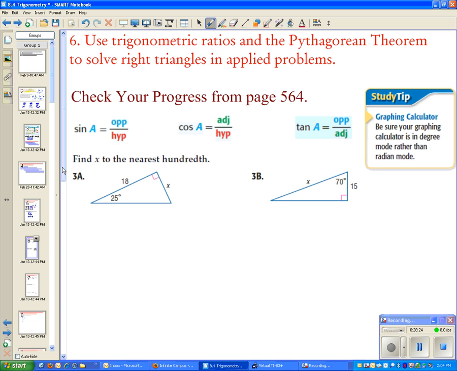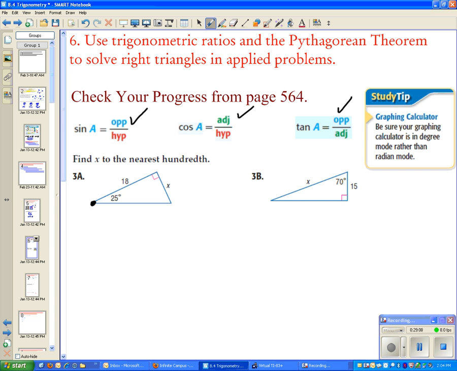We need to know the length of one side and the measure of one acute angle. And if we know those two things, we're in business. So on 3A, we know the length of one side, we know the measure of one of the acute angles, we're in business. Here's how we're in business. If I'm going to find x, don't we almost always need to come up with an equation involving x? Okay? So that's what we're going to do. And how are we going to get an equation involving x? We're either going to use the definition of the sine of an angle, or the definition of cosine, or the definition of tangent. Now, what we know is that that angle right there is 25 degrees.